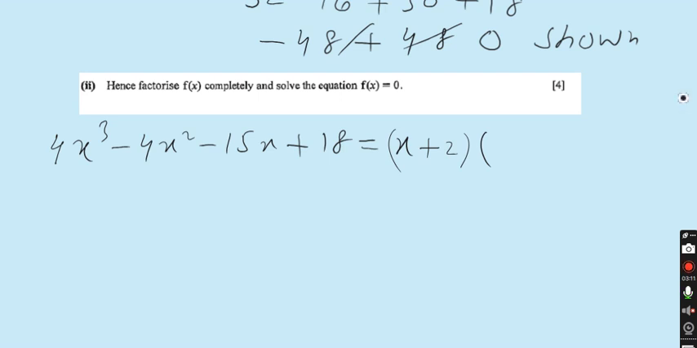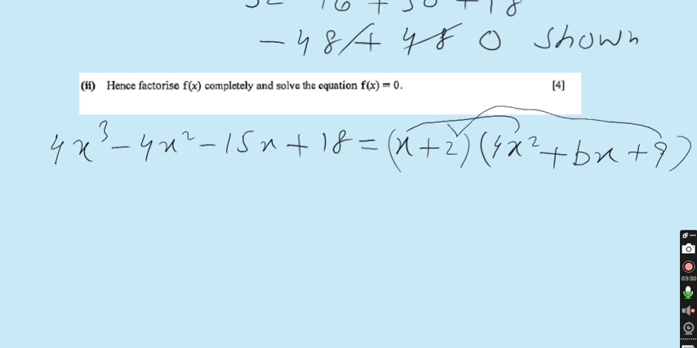So the quadratic polynomial must start with 4x squared. Why? Because when we multiply 4x squared by x, we will get 4x cubed, and the unknown middle term should be bx, and we have to write plus 9 because when we multiply this 9 by this 2, we should get the constant term in the cubic polynomial, that is 18. Now we apply the compare coefficient method in order to get the value of b.